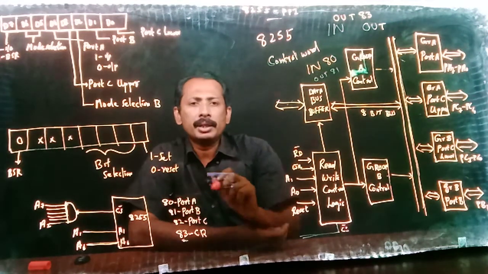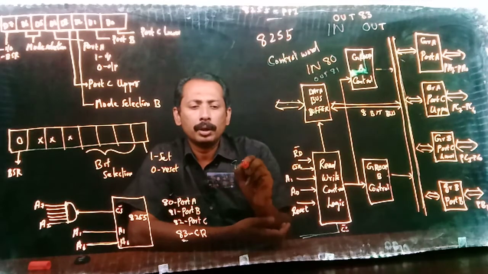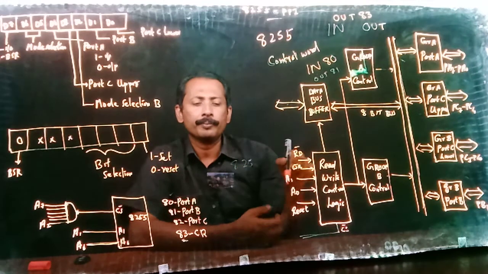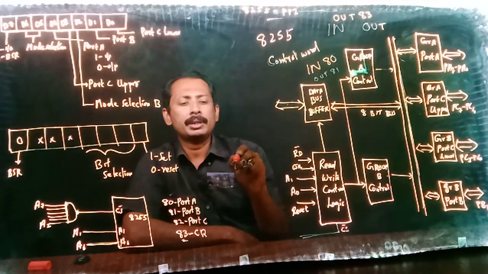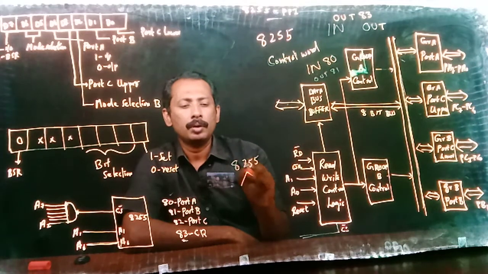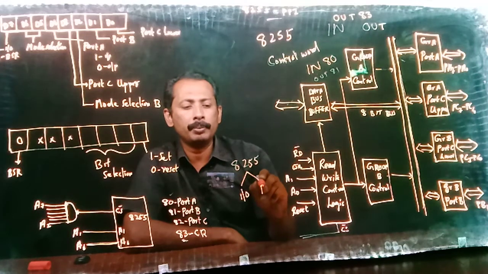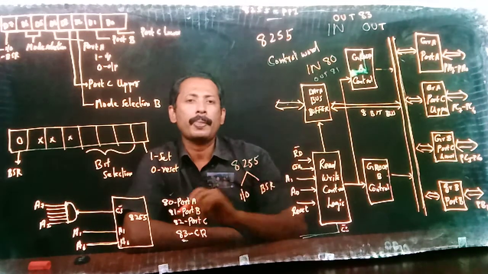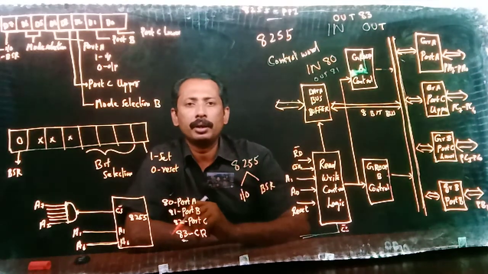So basically 8255 works in two modes. 8255 works in basically two modes. One is input output mode and the other is BSR mode. First understand the difference.